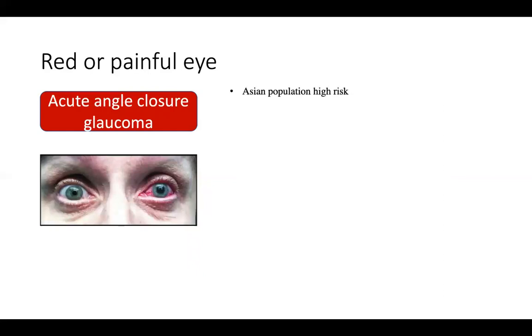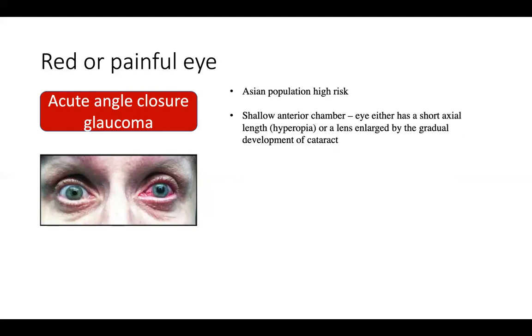Acute angle closure glaucoma is an unusual but frequently misdiagnosed cause of red or painful eye. Asian populations have a particularly higher risk of angle closure glaucoma. Susceptible eyes have a shallow anterior chamber because the eye has either a short axial length, such as in hyperopia, or a lens enlarged by the gradual development of cataract.